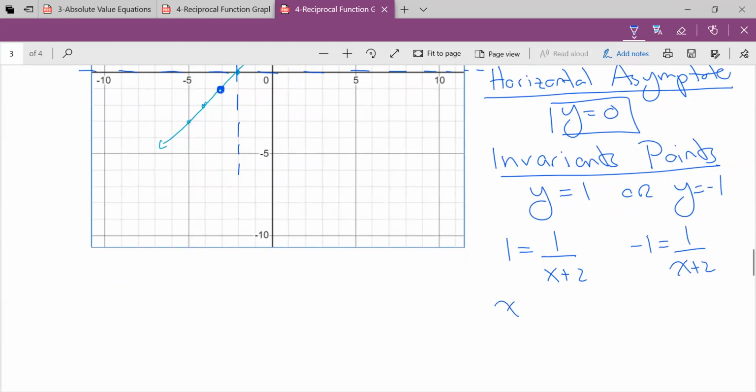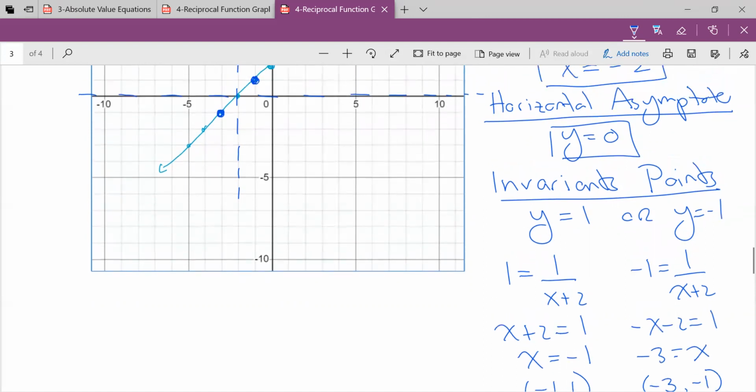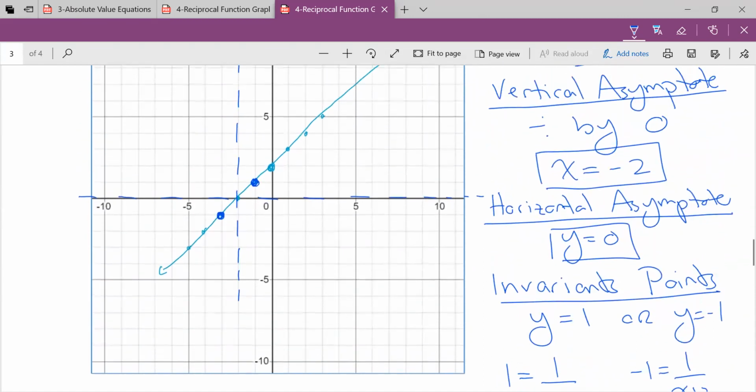And then I'm going to solve for x. There's x, there's 1, boom, boom. And here's the other one. So minus x minus 2 is equal to 1. And so now I'm going to get -3 is equal to x. So my point would be -3, -1. And do you notice when I go back up to my graph, that's exactly where those 2 points were.